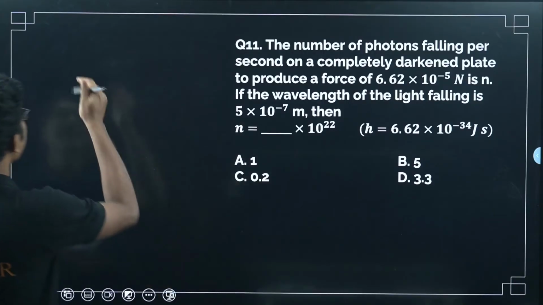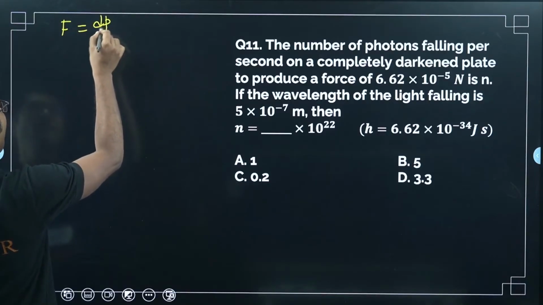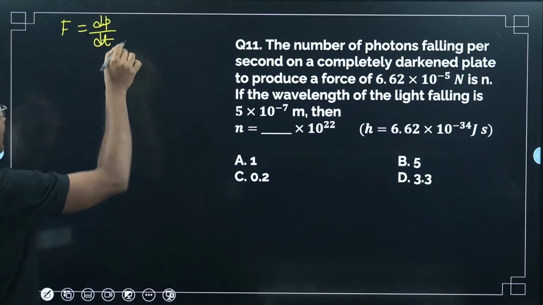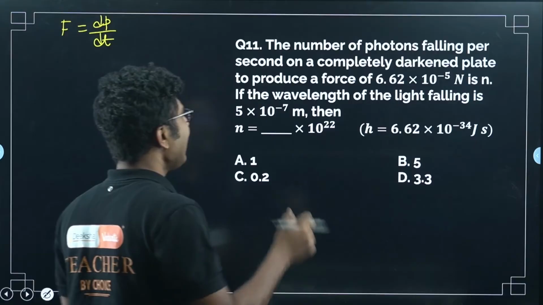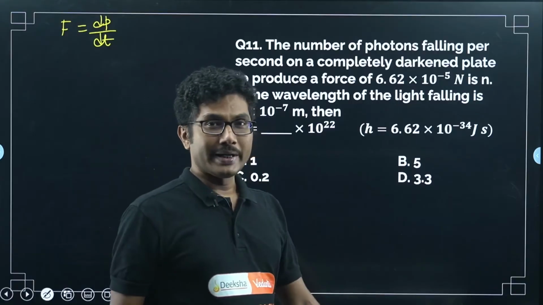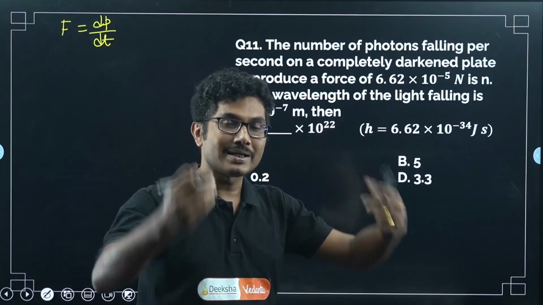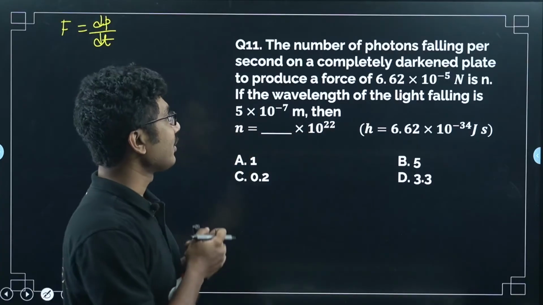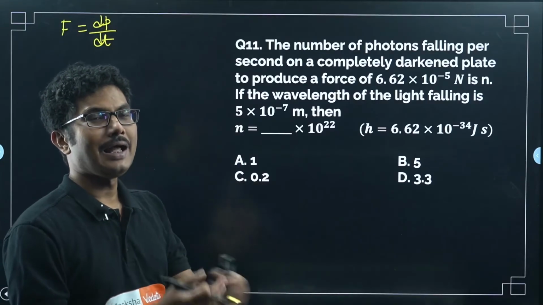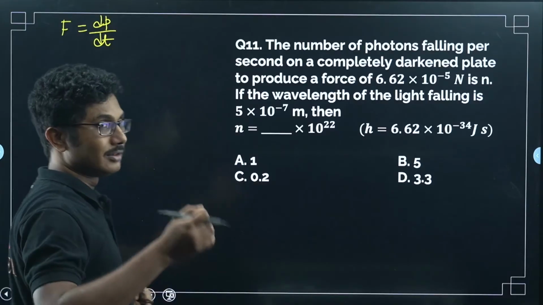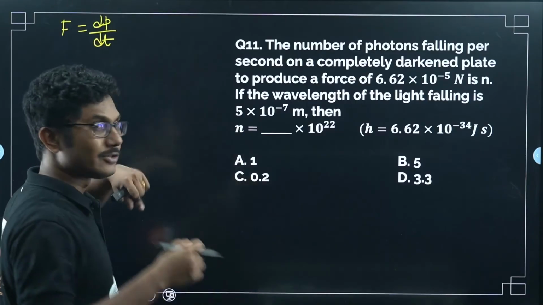We know that force is the rate of change of momentum, right? Rate of change of momentum. Now what we have to do is find the momentum of the incident radiation. What is the momentum they are imparting on the object? If we can find the momentum they are imparting, then we can find the force, right? So per second means dt term is already taken care of.